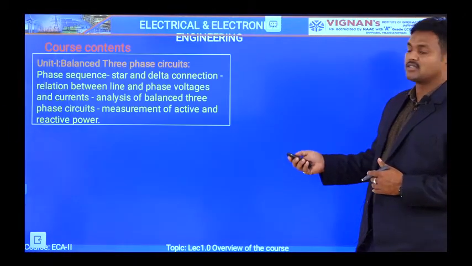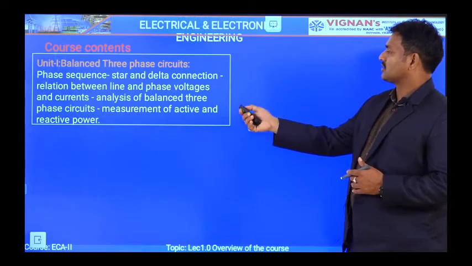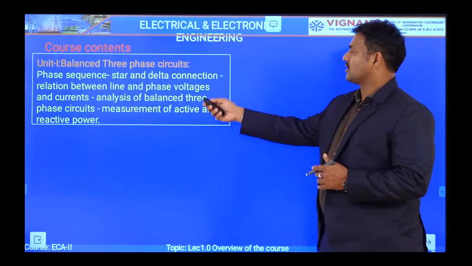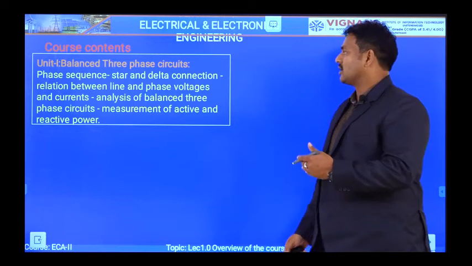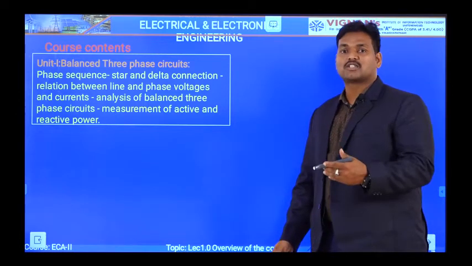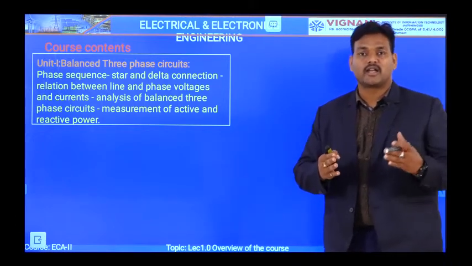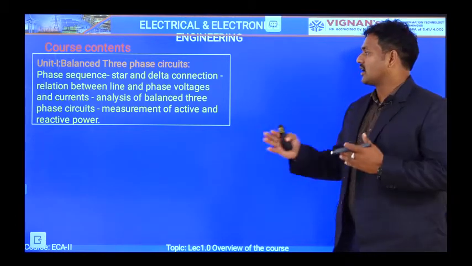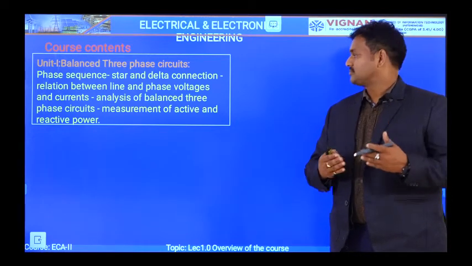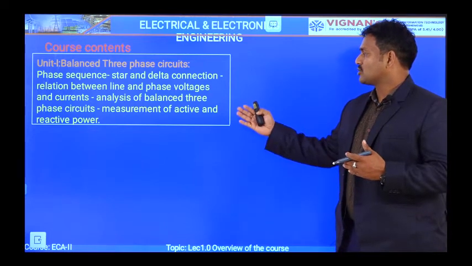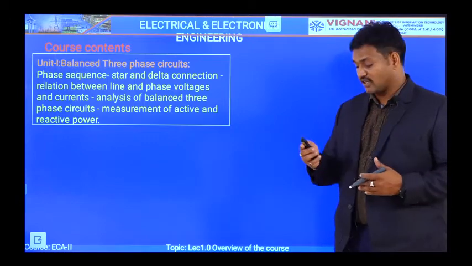The course contents, the syllabus: in unit 1, the name of the unit is balanced three-phase circuits. So, in balanced three-phase circuits you will learn about what is phase sequence, how to convert star into delta, and how to resolve the circuits in three-phase star and three-phase delta connections. You will understand the relation between line voltages and line currents in three-phase star connection and delta connection, and how to measure the power in three-phase circuits, and the types of power, active and reactive power, and most importantly you study about the phase sequence and its significance.